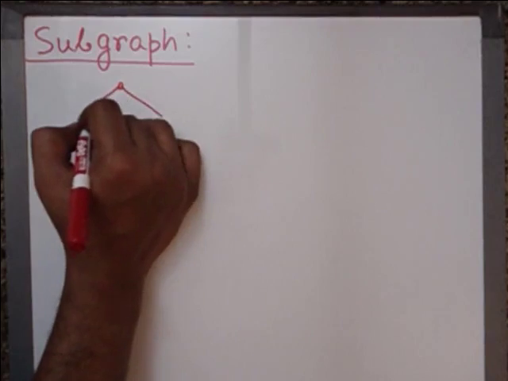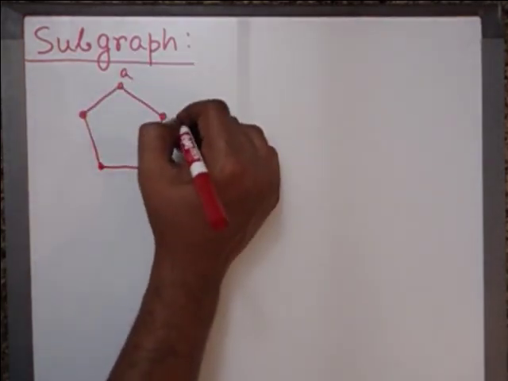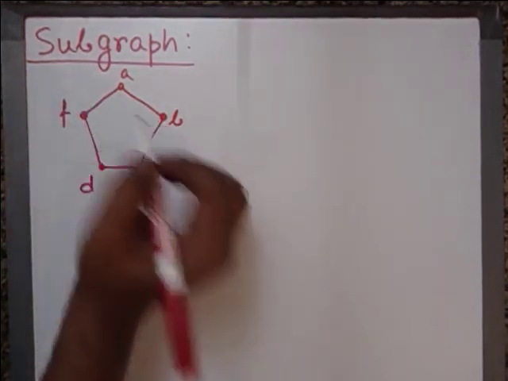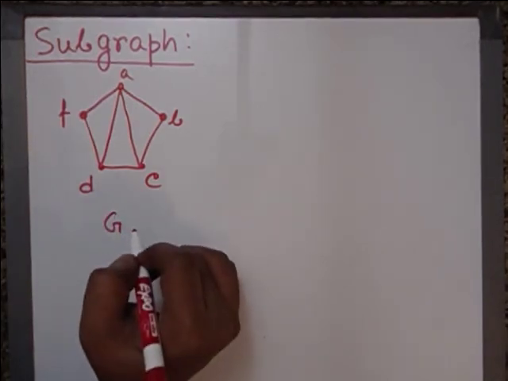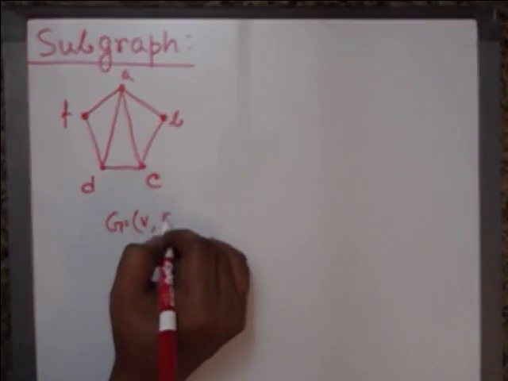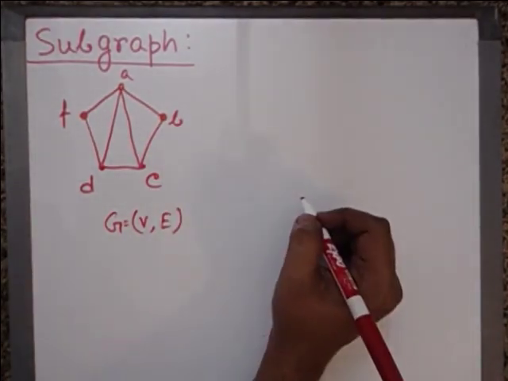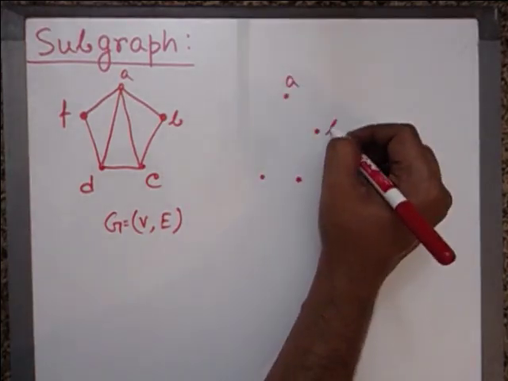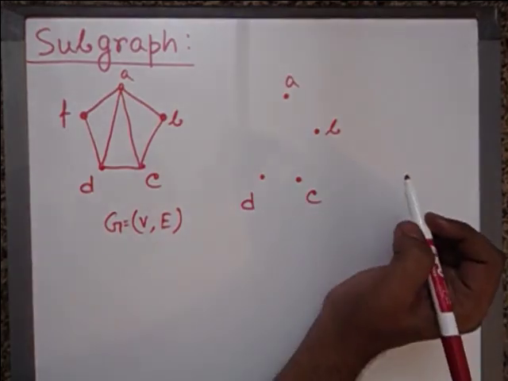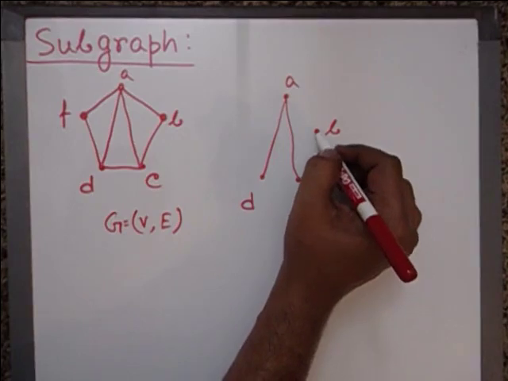So let's see how to draw subgraphs. Our original graph G, let's say it has 5 vertices A, B, C, D and F, and this many edges. So this is G, which is V comma E. Now let's draw its subgraph H. So we take a subset of the vertices. For our example, let's choose these 4: A, B, C and D. And we take a subset of the edges. Let's choose this edge, and this edge.